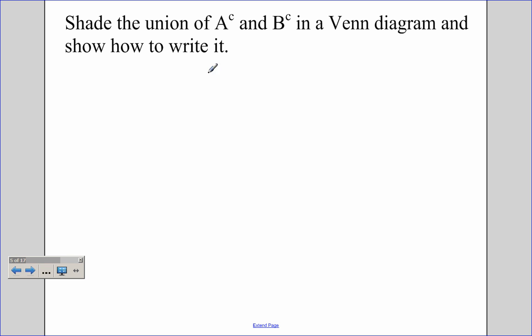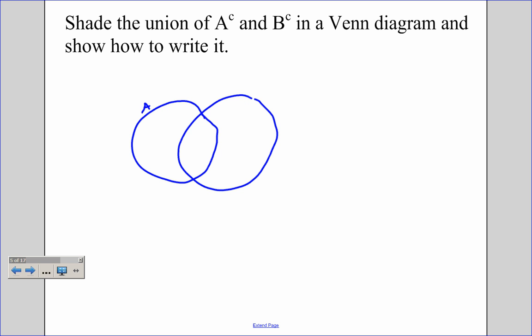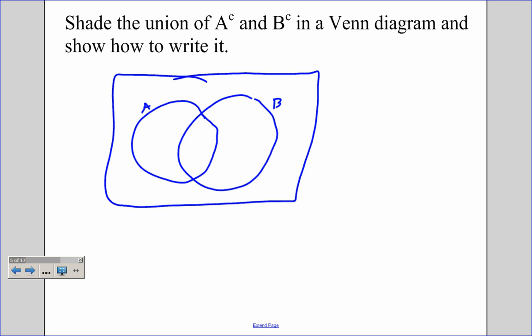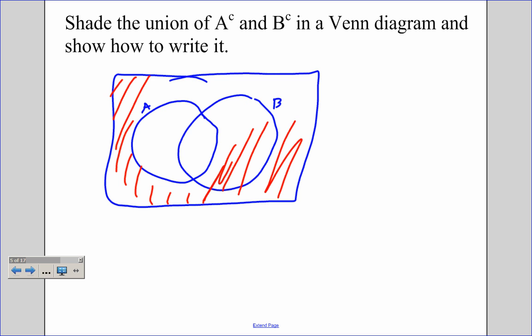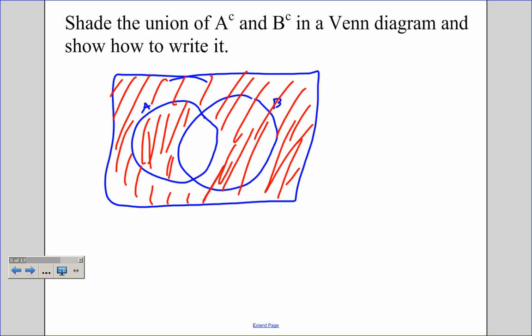All right, now what's the union of A complement and B complement? Here we only have two sets, A and B. First thing I'm going to do is shade everything outside of A, because that's what A complement is. And then B complement is everything outside of B, so that just covers that. So this is everything except for the space in the middle.